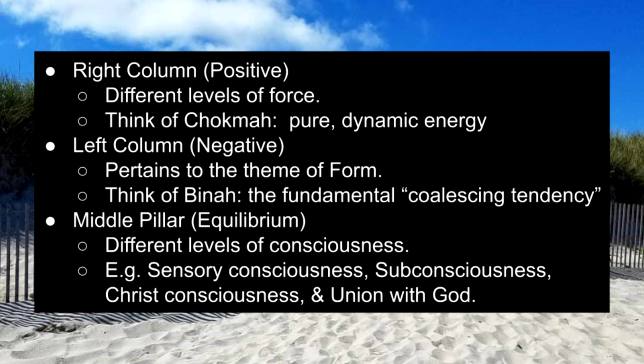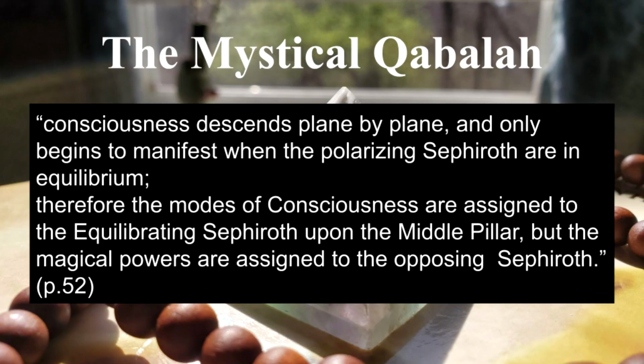And the middle pillar is states of consciousness, which I hinted at in part 1. Sensory consciousness in Malkut, the subconscious in Yesod, Christ consciousness in Tiferet, and union with God in Keter. The rationale for this is explained by Dion Fortune's comment. Consciousness descends plane by plane, and only begins to manifest when the polarizing Sephiroth are in equilibrium. Therefore, the modes of consciousness are assigned to the equilibrating Sephiroth upon the middle pillar, but the magical powers are assigned to the opposing Sephiroth.